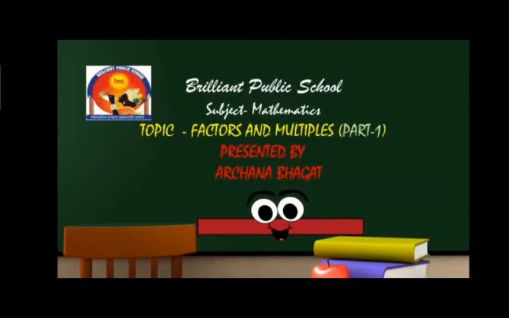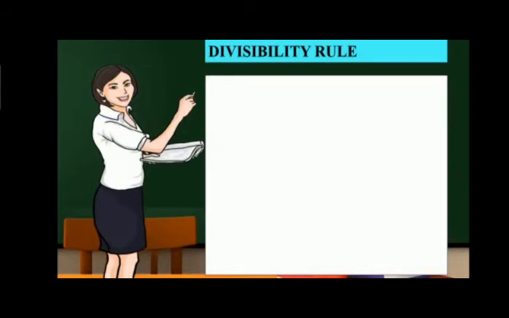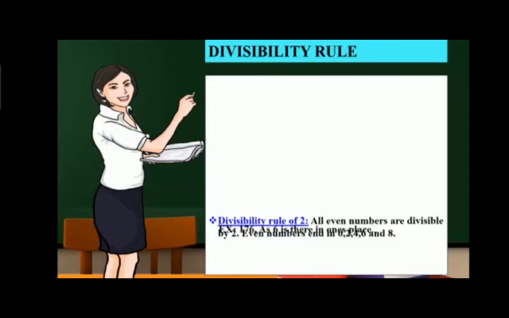Children, today we are going to learn about divisibility rule. So let us learn about divisibility rule. Children, it is a set of specific rules that apply to a number to check whether the given number is divisible by a particular number or not. It helps us to find the factors and multiples of numbers without performing long division. So let us look at the divisibility by 2.